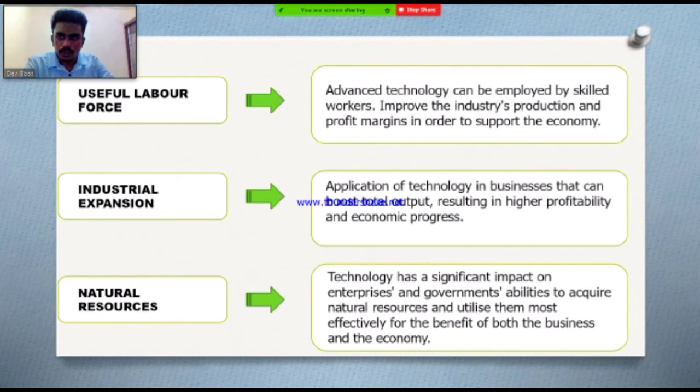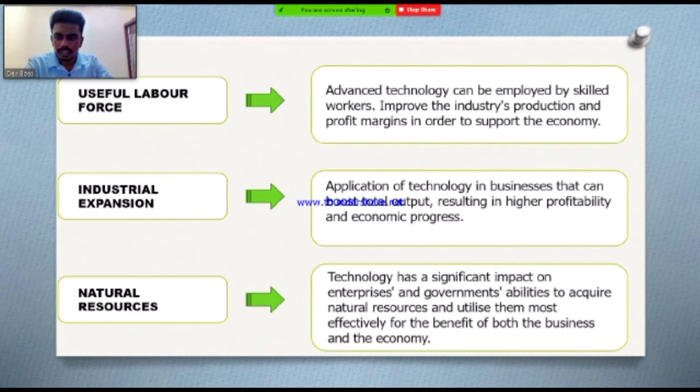Another one is useful labor force. Advanced technology can be employed by skilled workers to improve the industry's production and profit margins in order to support the economy. Industrial expansion: application of technology in businesses can boost total output, resulting in higher profitability and economic progress.